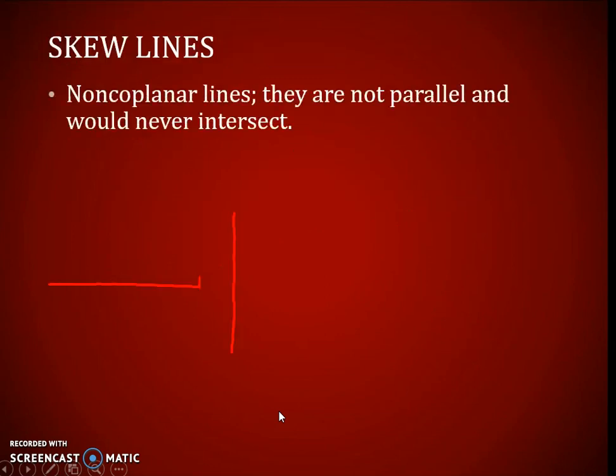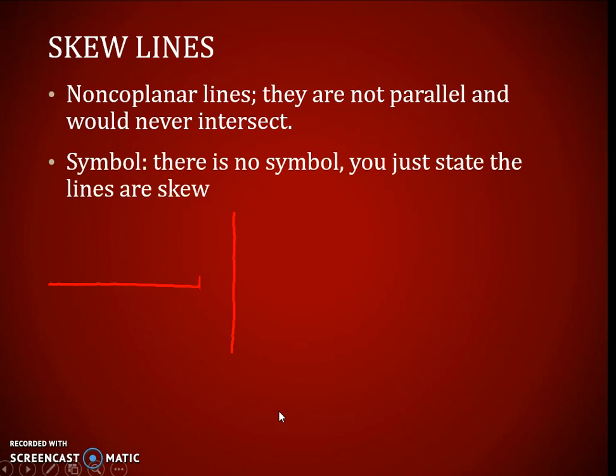Skew lines are non-coplanar lines. They're not parallel and will never intersect. Symbol, there's no symbol. You just state that lines are skew. So they don't really intersect. They don't meet. They don't cross. They're just two lines. They're just there. That's called skew lines. So if you have a line here, they don't really have any relationship. So we call those skew lines.